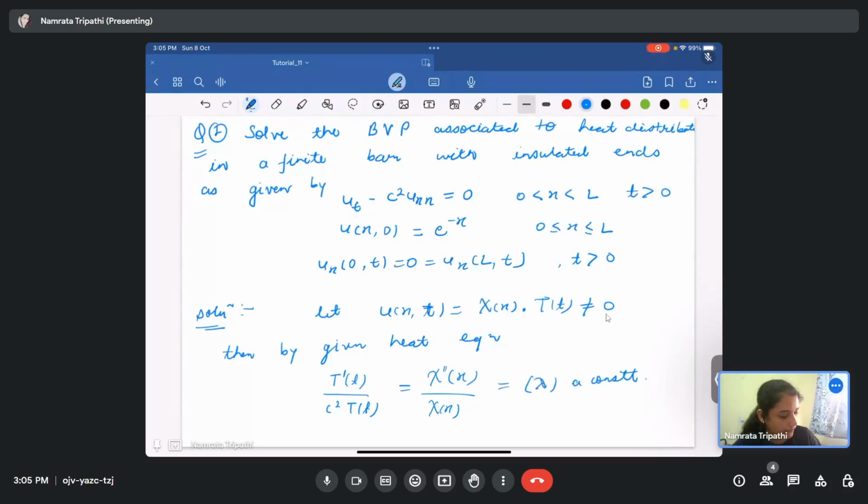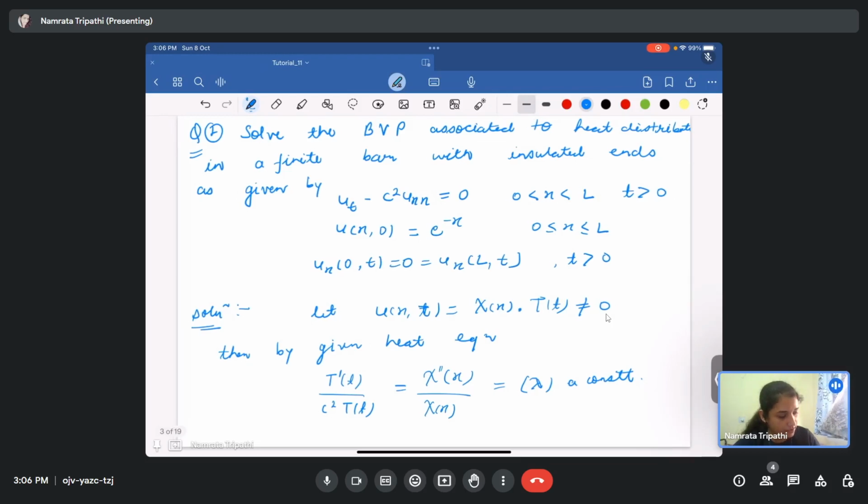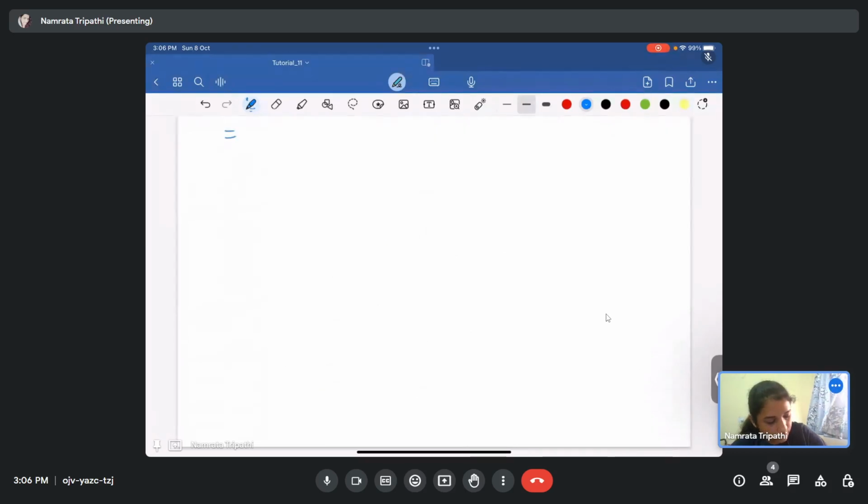Fine. Can we write from the given heat equation T dash upon c squared T? You can partially differentiate u(x,t) with respect to t and with respect to x, double derivative, and you can put, then you will get this expression. Fine. Okay, from this expression, firstly we will focus on X.